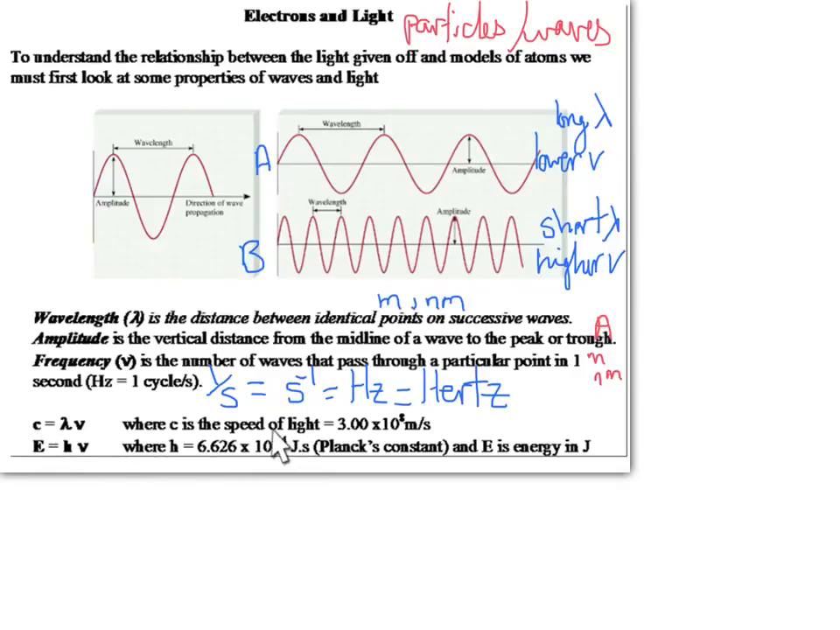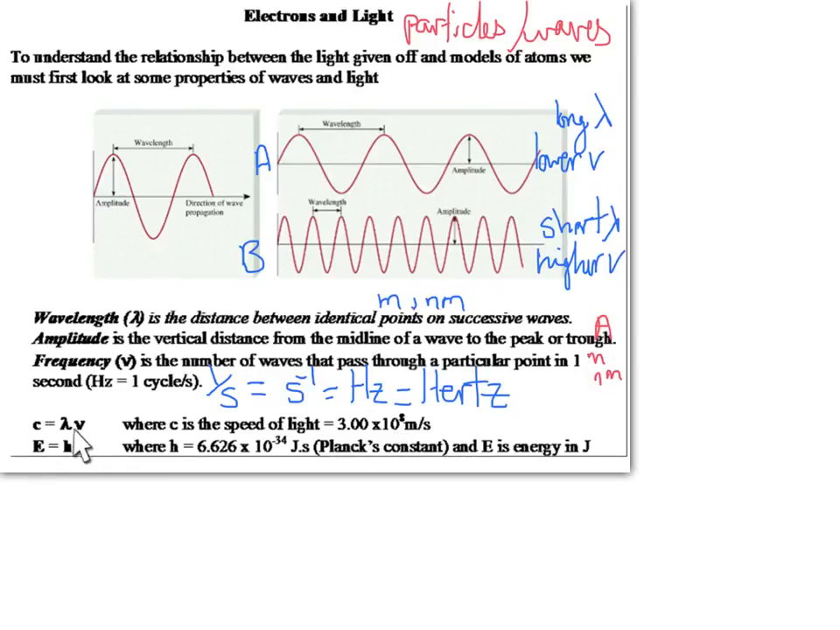C is the speed of light, and it is equal to 3.00 times 10 to the 8th meters per second. So that is a constant. It never changes. And you don't have to worry about memorizing this number. This will be given to you on a test. You do need, however, to memorize the equation and recognize all the symbols in it and be able to use it. So again, C is the speed of light. It's a constant. Lambda is wavelength. And if you're going to use 3.00 times 10 to the 8th meters per second, then your wavelength in this case would have to be in meters.